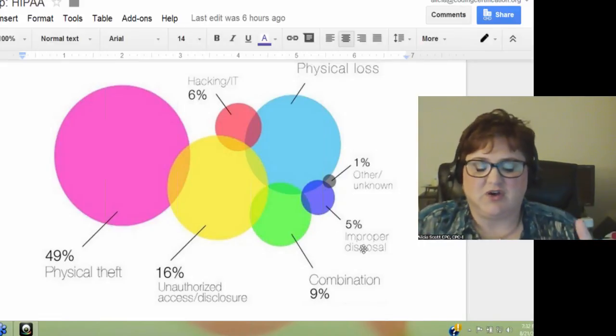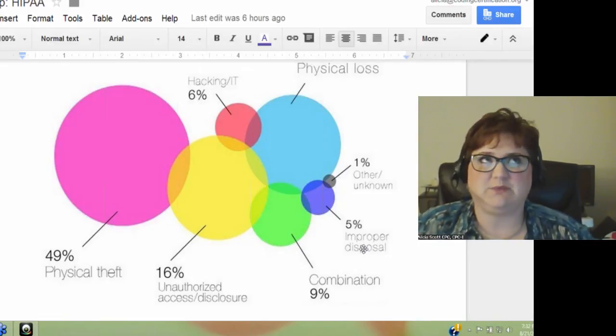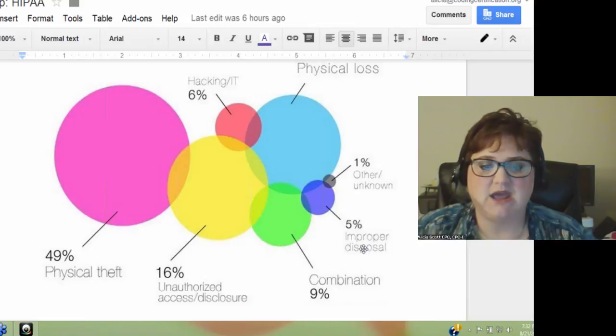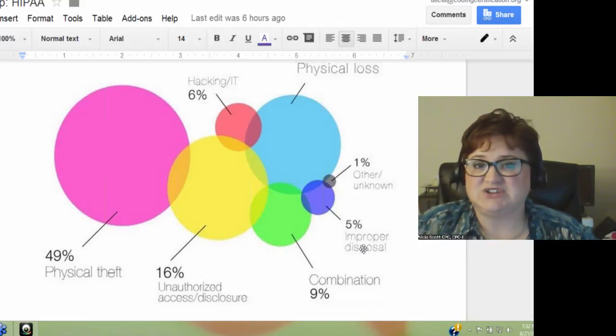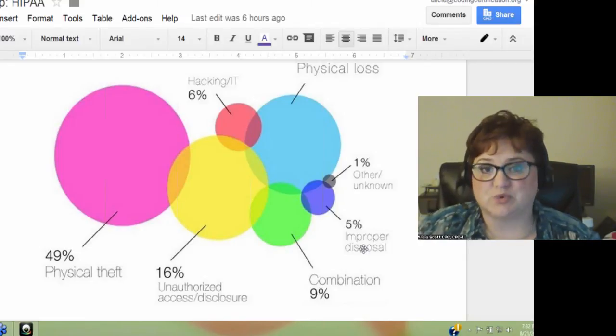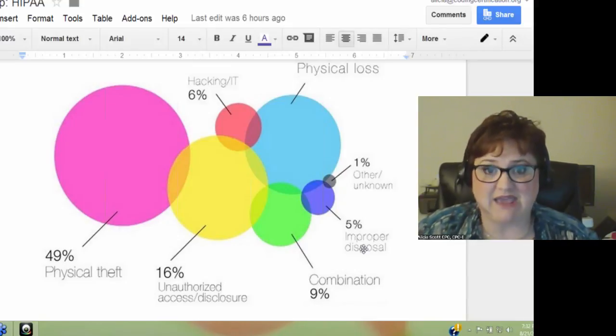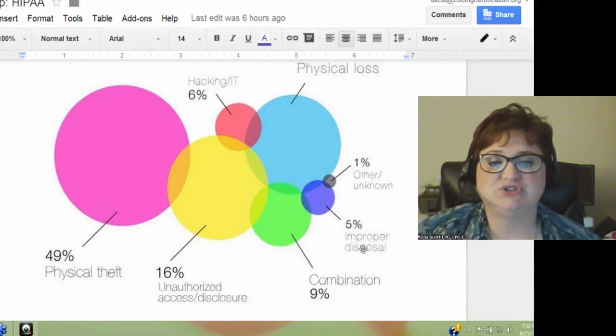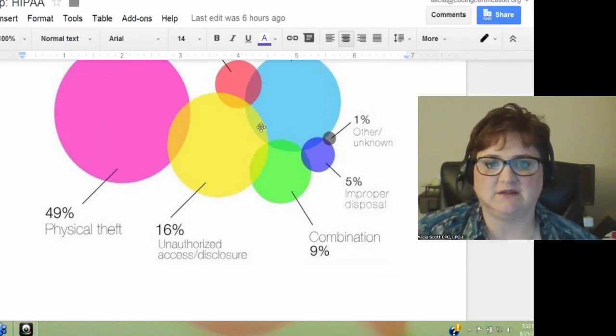But what do you do with all that paper? And you're required to keep it for so many years, and I can't remember off the top of my head how long that is. But if it's not shredded properly, or the storage facility that the hospital was paying to have all of those records stored, if something improper happened there. And a combination, 9%, they did more than one type.